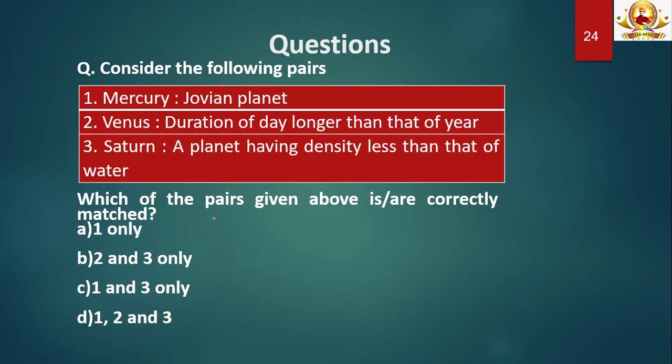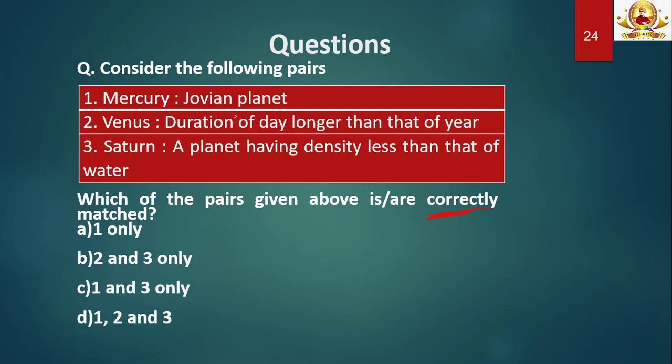Now let's discuss some questions based on chapters 1 and 2 on the line of UPSC so that you get a better understanding of how to answer the questions of geography in your prelims examination. Question 1: consider the following pairs: Mercury, a Jovian planet; Venus, duration of the day longer than that of the year; and Saturn, a planet having density less than that of water. Which of the above are correctly matched?